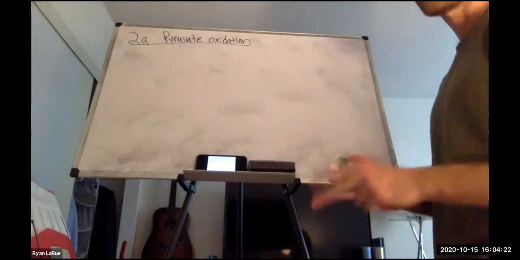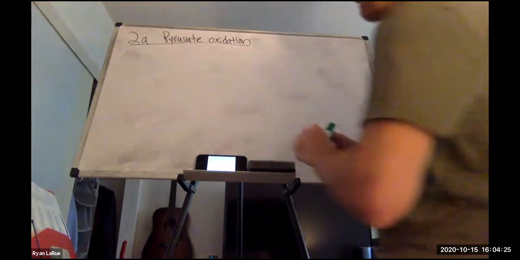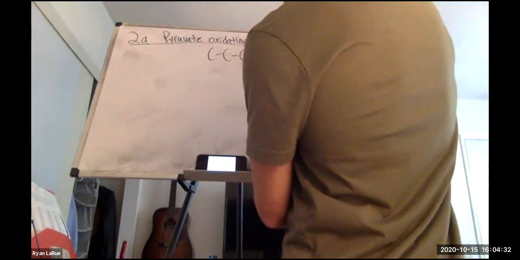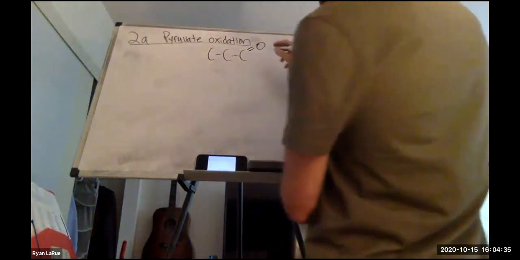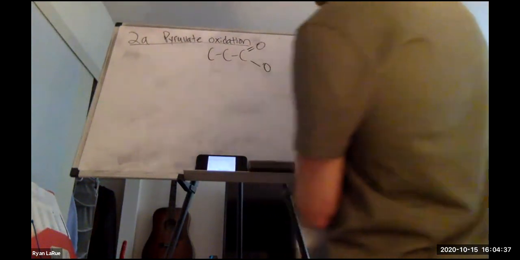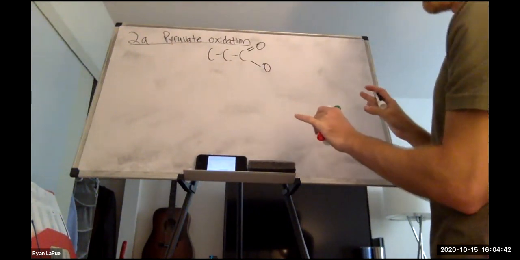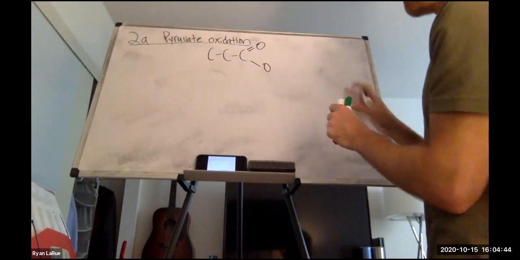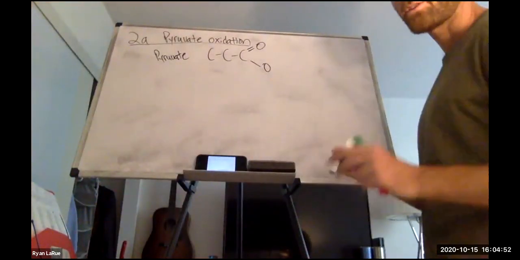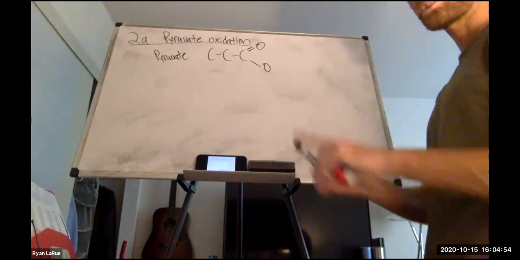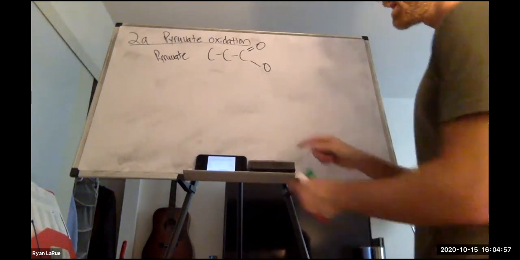So I'm going to draw a simple pyruvate molecule to start this process. So it was a 3-carbon molecule, and it actually has this double bond oxygen with another oxygen single bonded at the end. That's all I want you to know. I'll show you why that's important. So this is pyruvate. And yes, there's 2 of them, but we'll get to that. First, we'll just do one at a time.